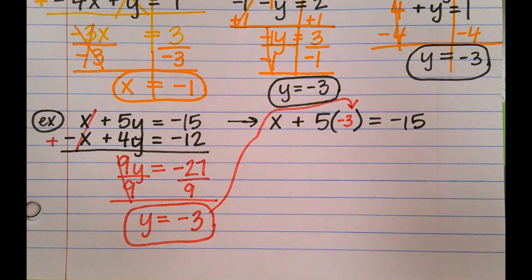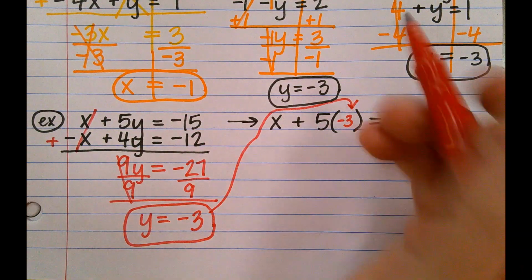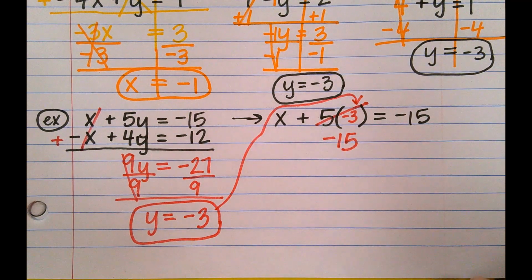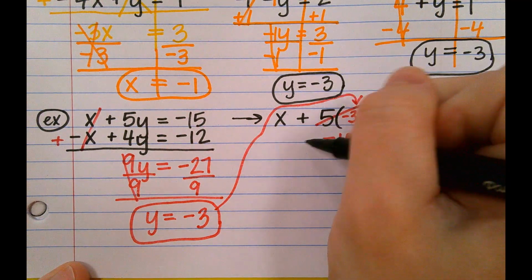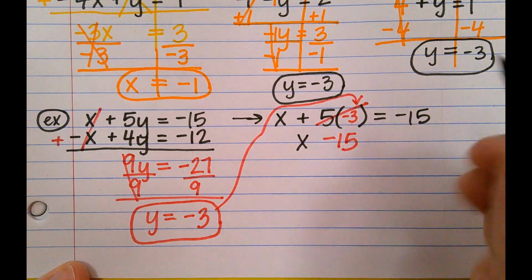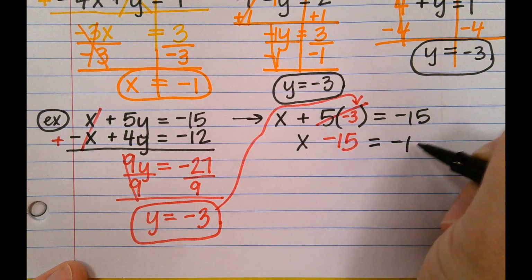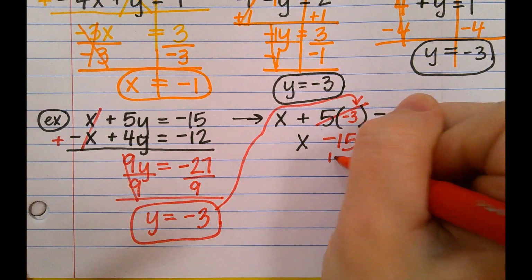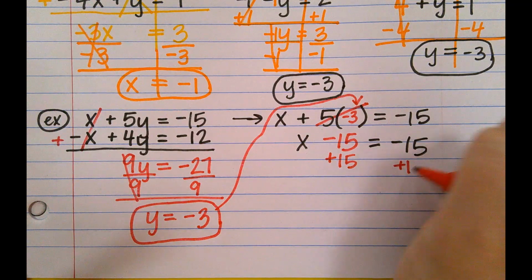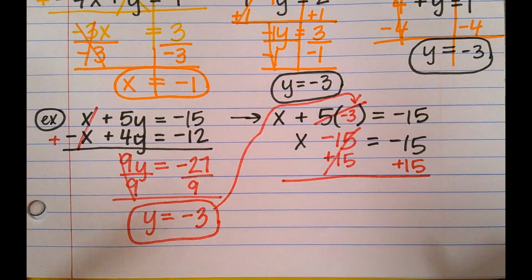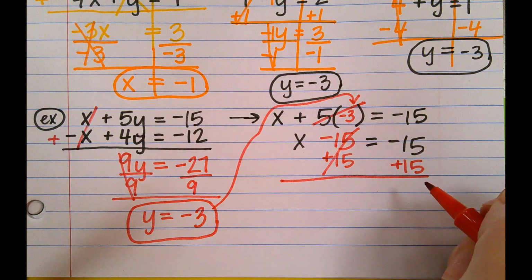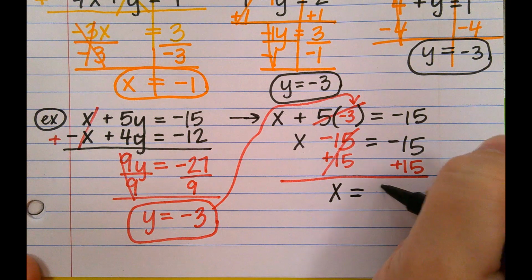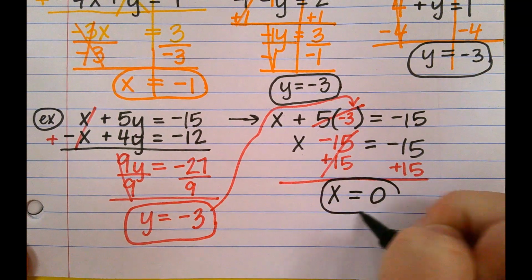5 times negative 3 equals negative 15. Next step we're distributing is negative 15. Bring everything down. x minus 15 equals negative 15. Add 15 to both sides. Negative 15 plus 15 equals 0, the same for the other side. Negative 15 plus 15 does equal 0. So x equals 0.